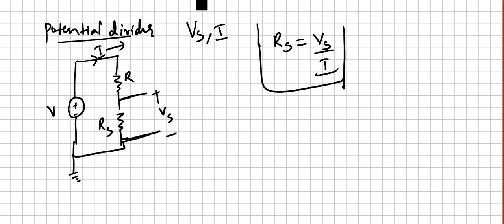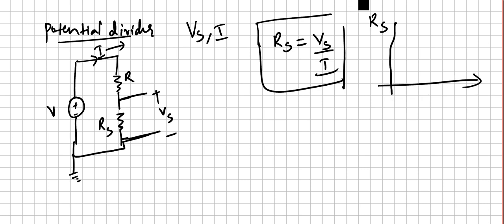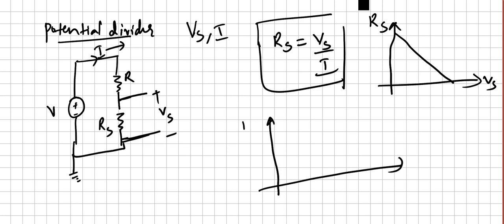In this equation, you can see that the value of resistor Rs depends on both Vs and Is. If we plot the value of Rs with changing value of Vs, we can see that there is a linear relationship. On the other hand, if we plot the value of Rs with the value of current, we can see that it's inversely proportional and will have a parabolic relation. So the value of Vs is linearly related and the current is inversely related to the value of Rs.